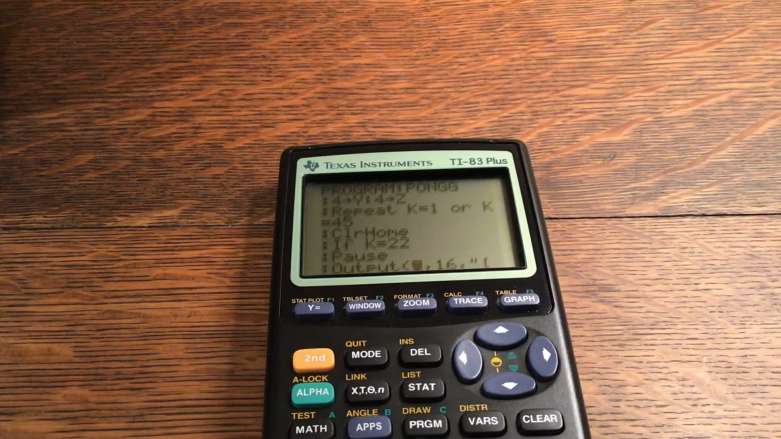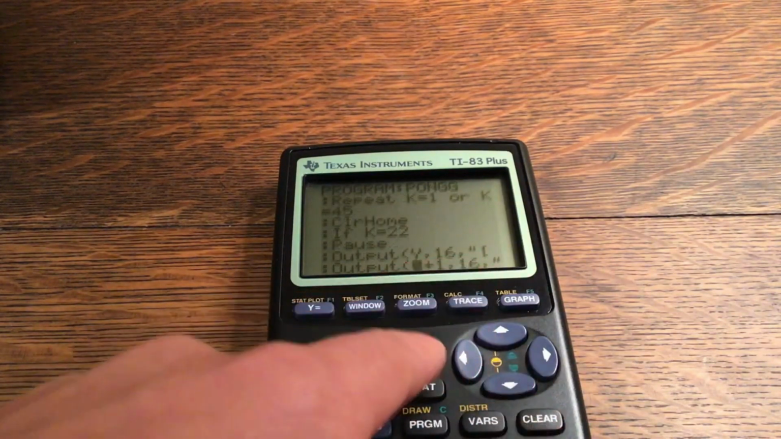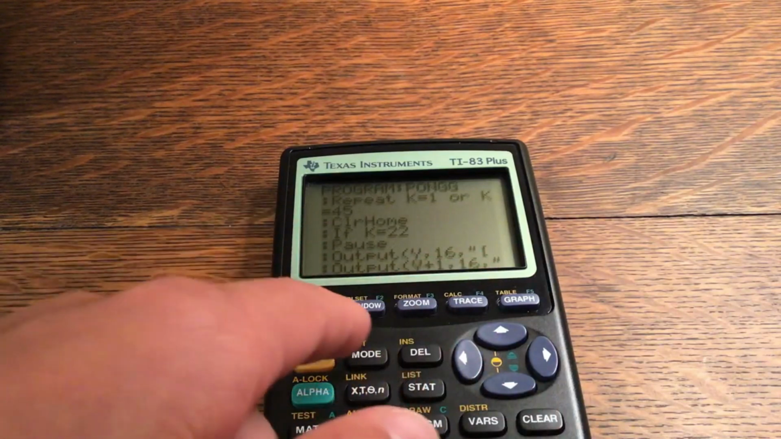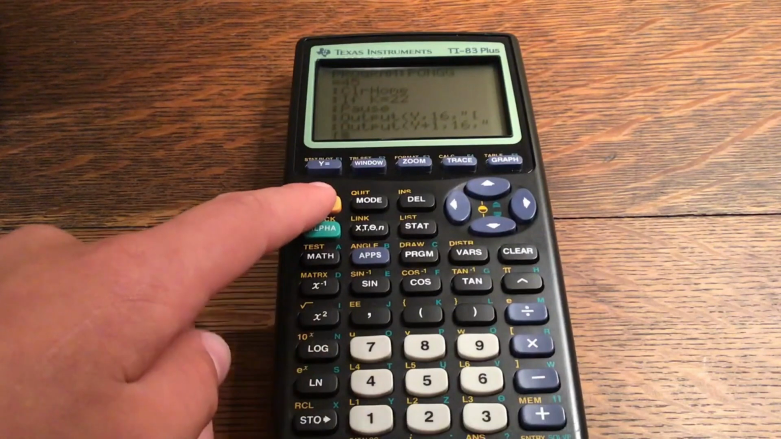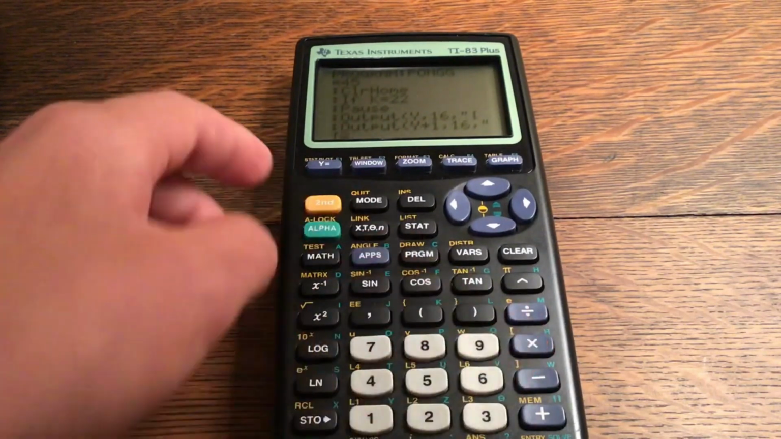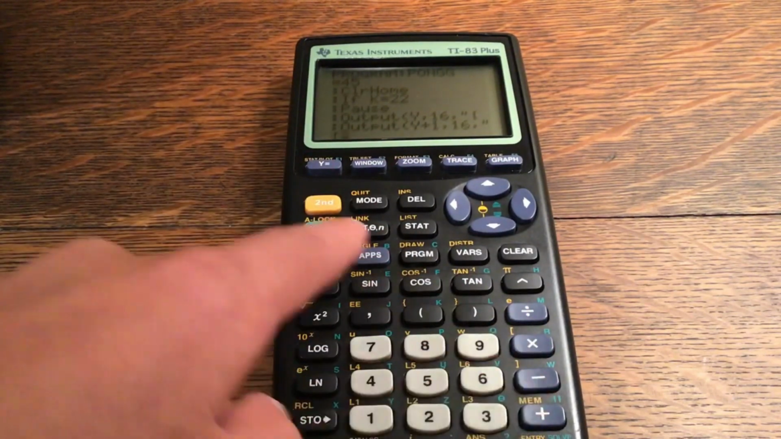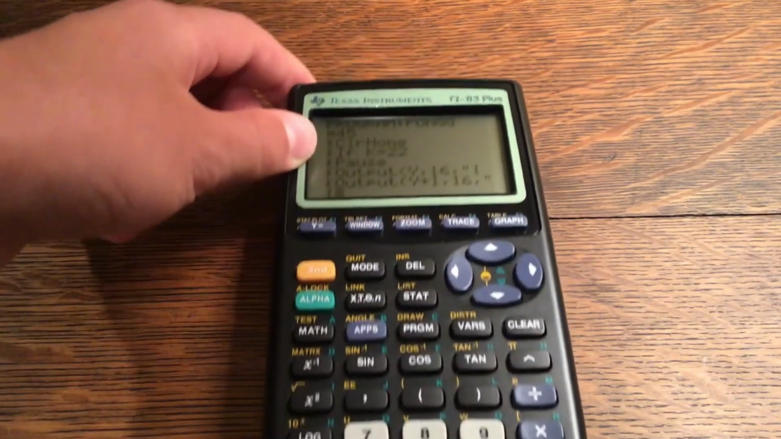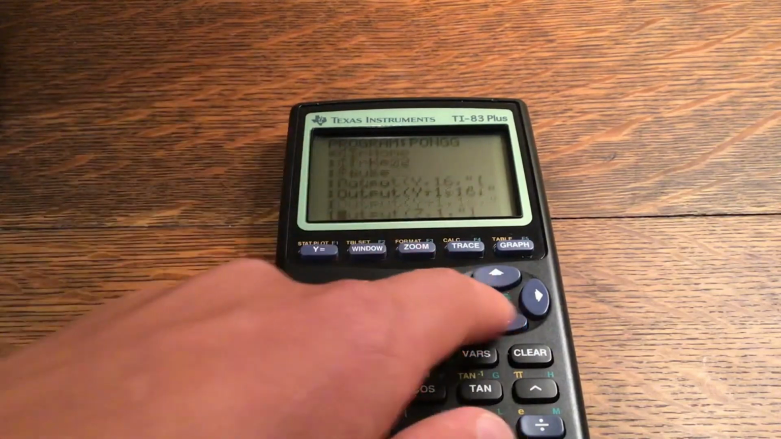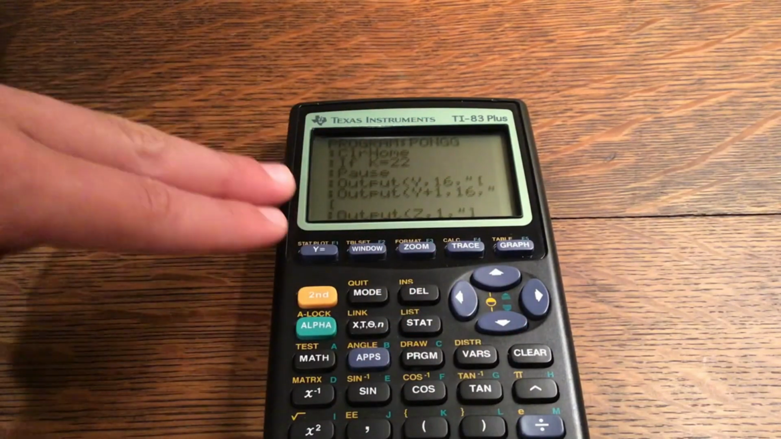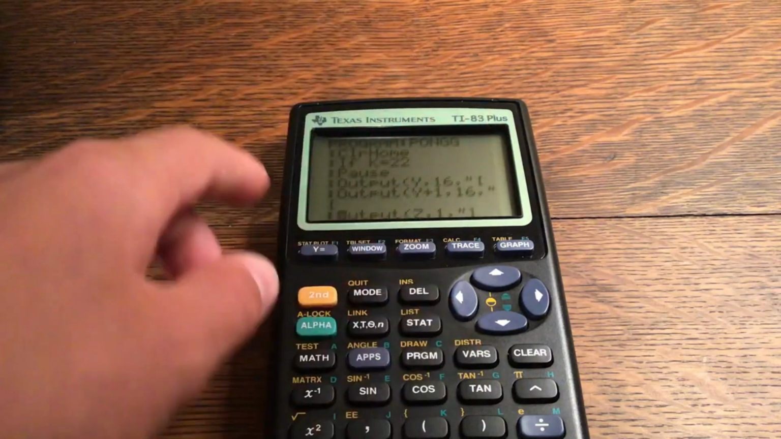Output(Y, 16, quote the bracket. And remember, you can find that bracket by clicking 2nd and the multiplication key. And the other one is 2nd and the minus key. Output(Y plus 1, 16, quote another bracket. That's what gives you the two brackets, and that one will be on this side.